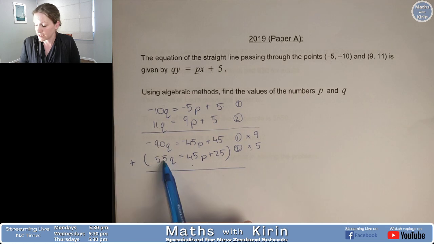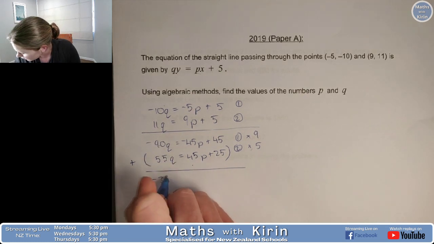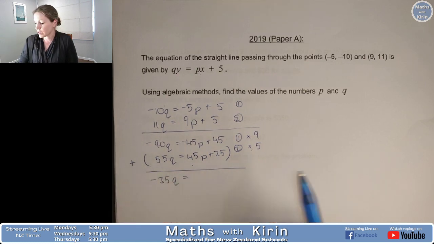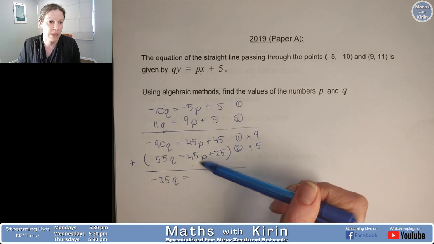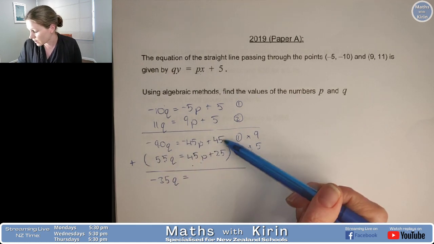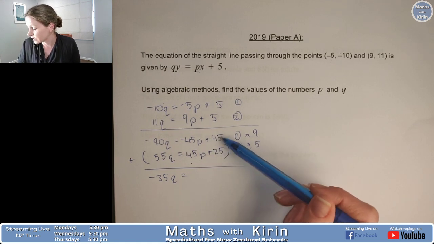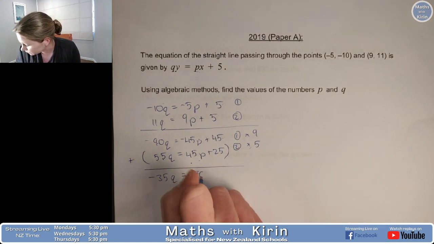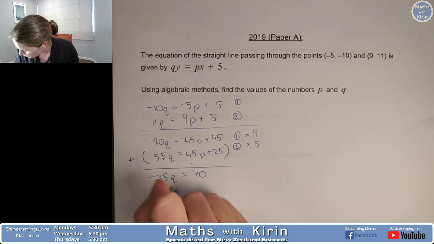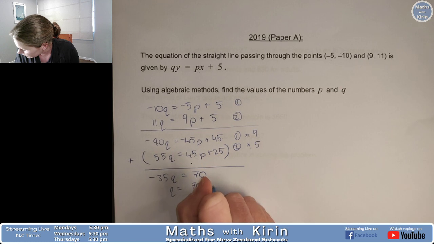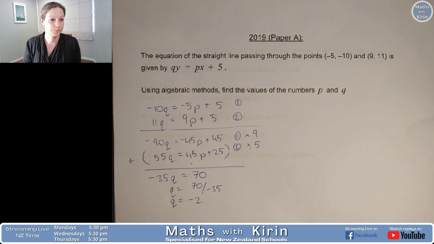So negative 90 plus 55 is going to give us negative 35q. Bring our equal sign through. Negative 45p plus 45p is nothing. And then 45 plus 25, 40, 60, 70. So we get negative 35q is equal to 70. So q is 70 divided by negative 35, which is negative 2.